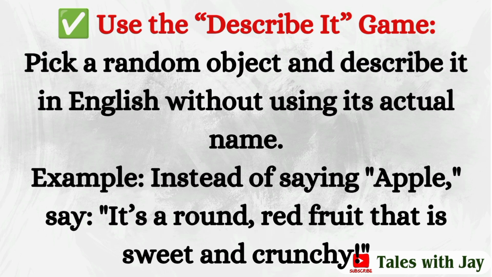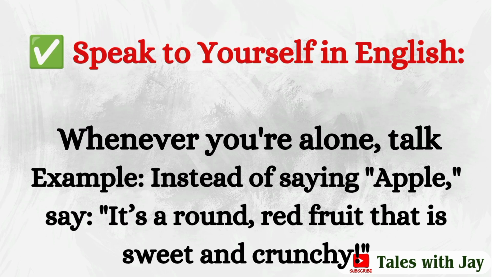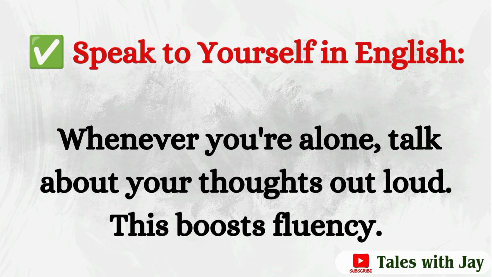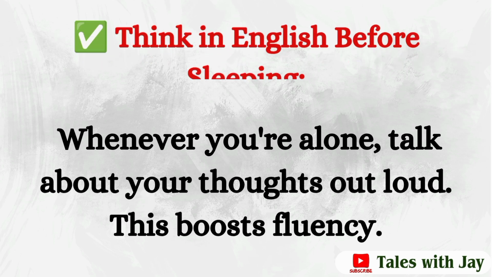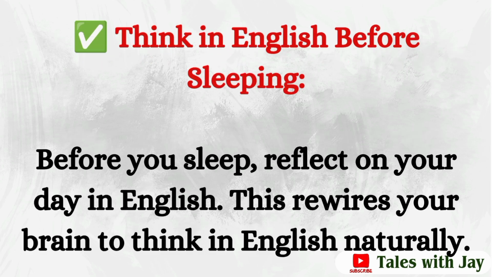Use the Describe It game. Pick a random object and describe it in English without using its actual name. Example, instead of saying apple, say, it's a round, red fruit that is sweet and crunchy. Speak to yourself in English. Whenever you're alone, talk about your thoughts out loud. This boosts fluency. Think in English before sleeping. Before you sleep, reflect on your day in English. This rewires your brain to think in English naturally.